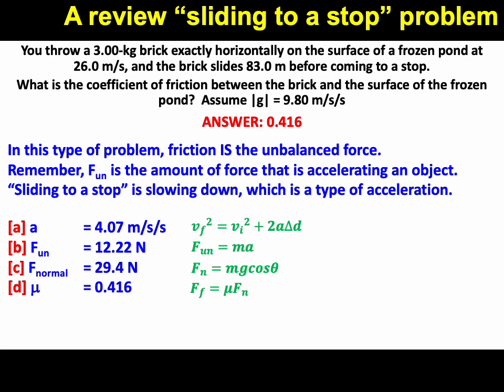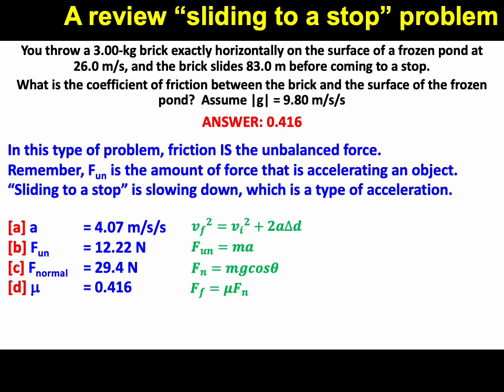Then finally, we're solving for mu. Force of friction, again, is the unbalanced force. So when we see that equation, F with a little f down there, that's force of friction. That is that 12.22 newtons. We're solving for mu, and the normal force is that 29.4 newtons. So you should get familiar with a sliding to a stop problem.